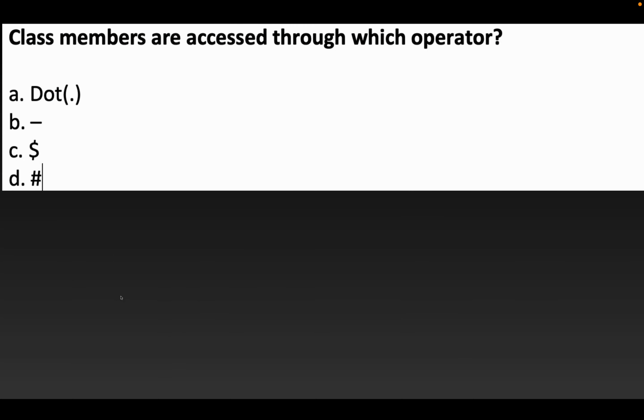Now let's jump to the next question. It asks through which operator the class members are accessed. We have already covered this question in the previous session. We access the class members through the dot operator. So the correct answer is A, the dot operator is used to access the class members.